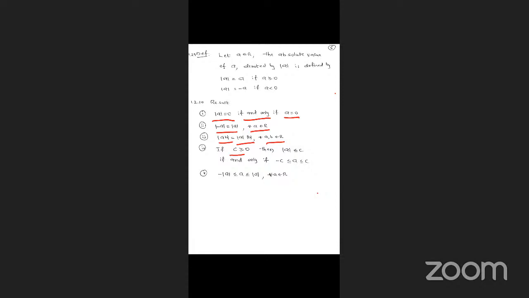And next, the fourth one is very, very important. If C is greater than or equal to 0, then mod A is less than or equal to C if and only if minus C is less than or equal to A, less than or equal to C. And the fifth one is minus modulus of A less than or equal to A, less than or equal to mod A, for all A belonging to R. Here I will explain the fourth and fifth ones. I am not explaining 1, 2, 3, because the fourth and fifth are important.